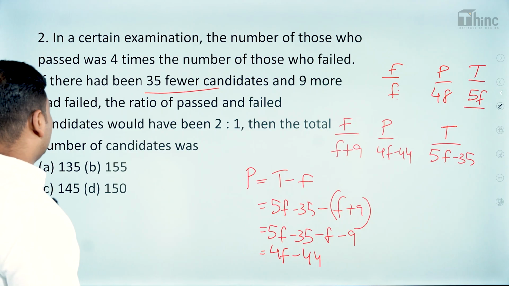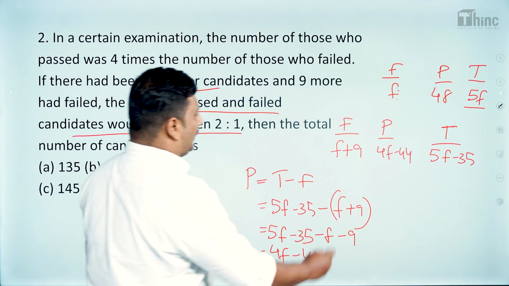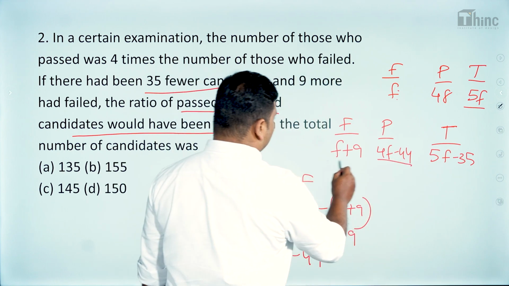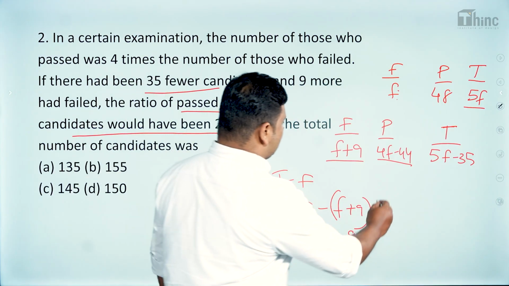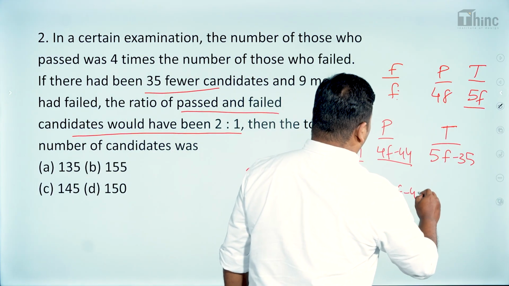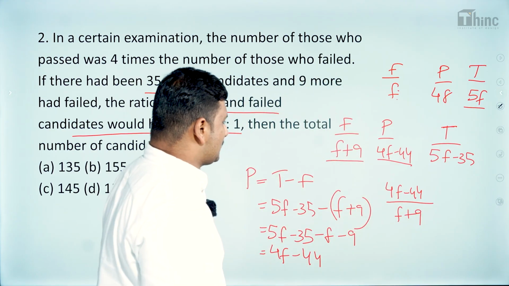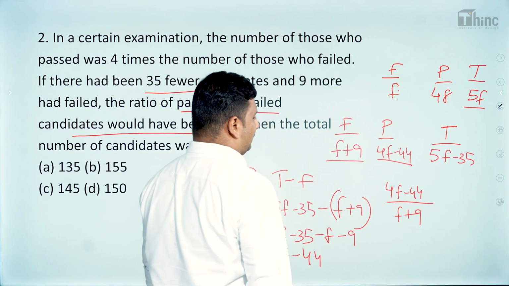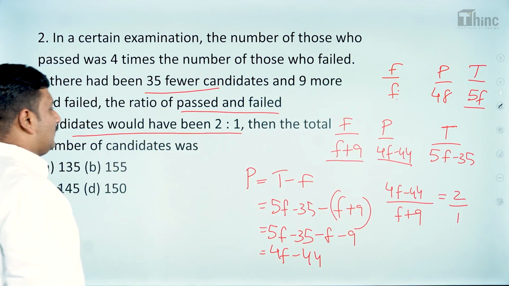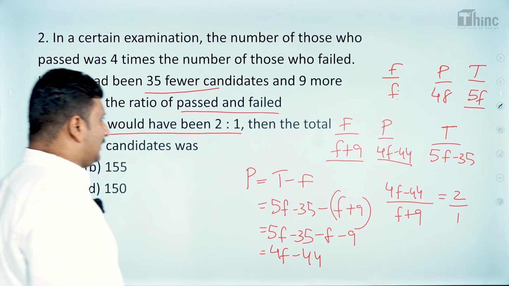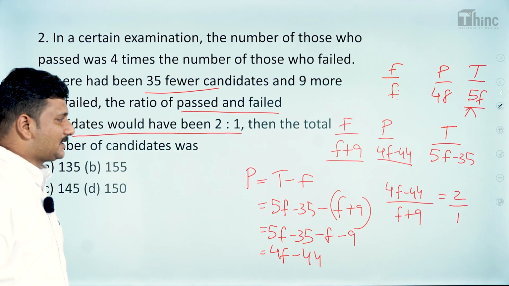Now what are they saying now? After this, the ratio passed to failed is now 2:1. So those who passed is 4F minus 44 and those who failed is F plus 9. So the ratio of those who passed to those who failed is (4F minus 44) by (F plus 9), and that ratio is given as 2:1. What we need to find out is the total number of candidates initially. So what is the value of 5F is the question. So basically we need to solve for the value of F from that equation.